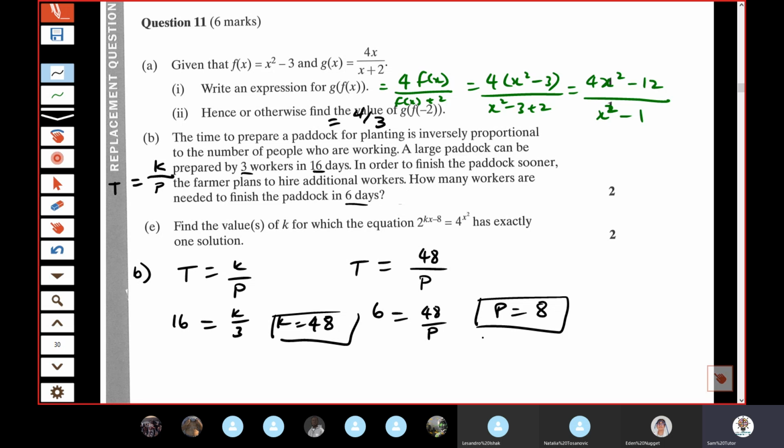Good work, Tiana. E. Find the value of k. Wait, any questions on B? Otherwise, start E. Find the value of k for which this equation has exactly 1 solution. That's okay. You just start. That's the way you start.